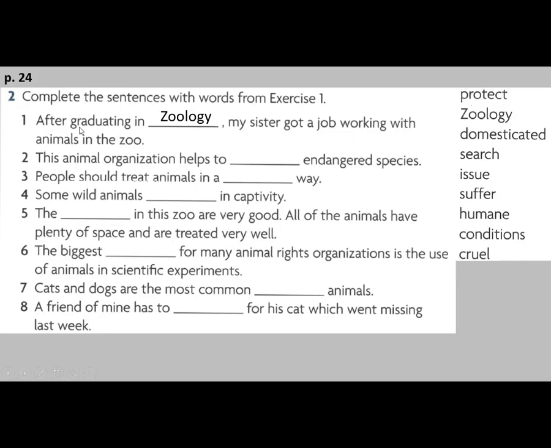And if you look at the word graduate, you can use the word graduate with the preposition in. Graduate in zoology, graduate in history, graduate in engineering.